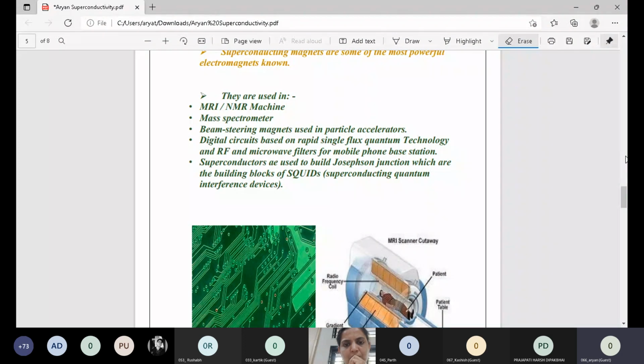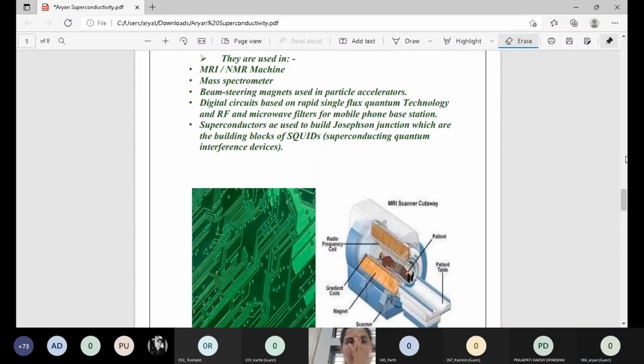Particle accelerators also use them. Digital circuits based on rapid single flux quantum technology, and RF microwave filters, mobile phones, they all are working on superconductors. Friends, superconductors are used to build Josephson junctions, which are the building blocks of SQUIDs, and SQUIDs means superconducting quantum interference devices. Okay.